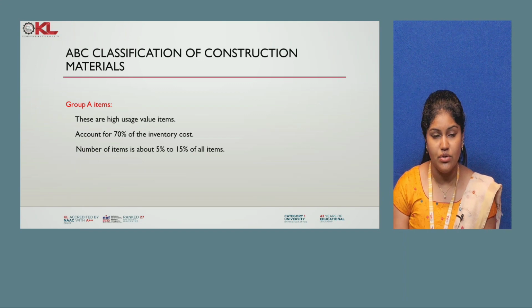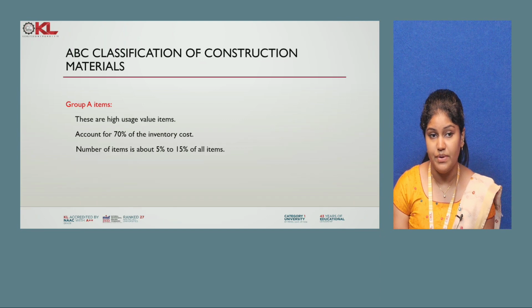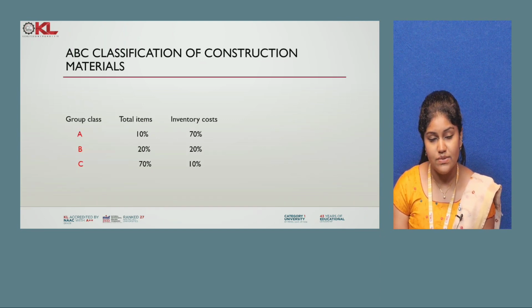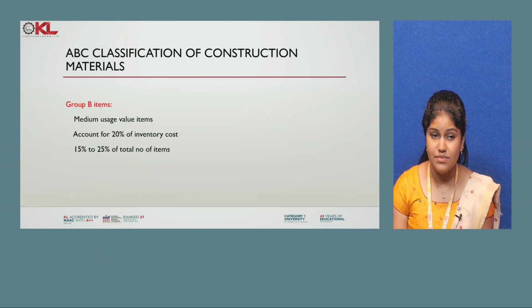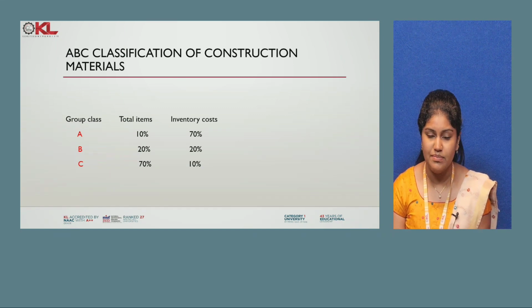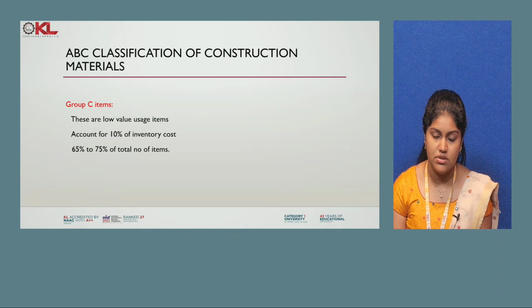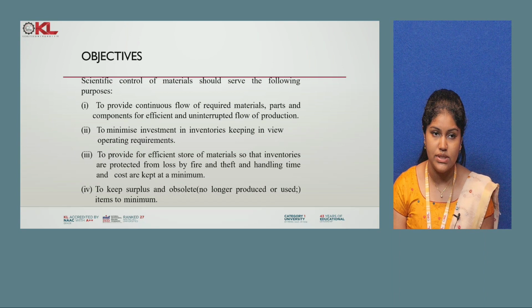In group A, you can see here 10% of items and the cost is 70%, so that comes under the high usage value items. The second one is B, 20% of total items and inventory cost is 20%, so that comes under the medium usage value items. And the third one is C, the quantity of items will be 70% and the cost will be only 10%, so that is the low value usage item. So this comes under groups A, B and C, high, medium and low value usage items.